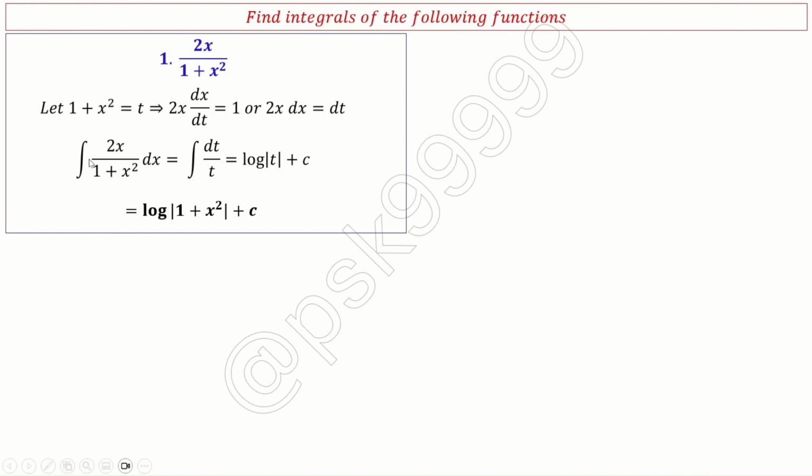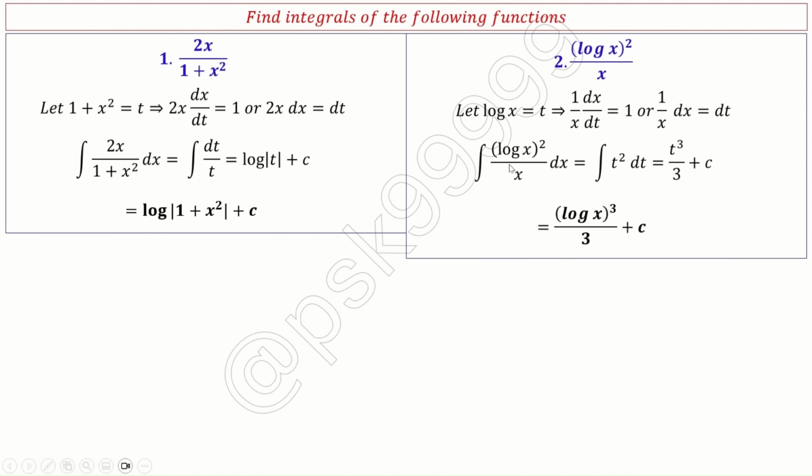Now the integration of 2x dx by 1 plus x square is nothing but 2x dx is dt, and 1 plus x square is t, so it is 1 by t. Now this is nothing but log absolute t plus c. So this is nothing but log of absolute 1 plus x square plus c. Okay, next, log x whole square by x.